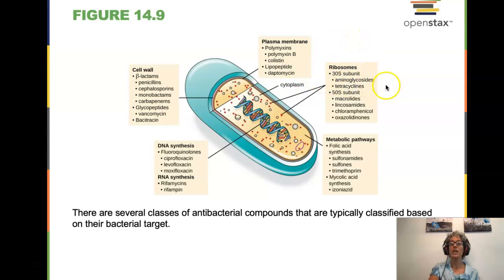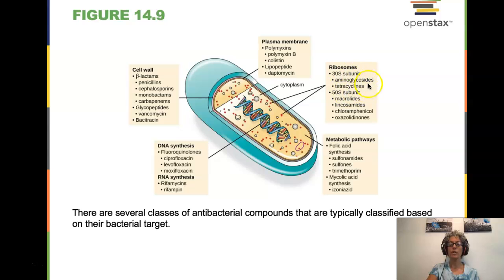If we are attacking the ribosomes, we are inhibiting protein synthesis. And the ribosomes in prokaryotes are structured similarly. There's a small subunit and a large subunit, but they contain completely different proteins and different RNAs. And that's why we can target prokaryotic ribosomes without affecting the ribosomes in the human host cells.